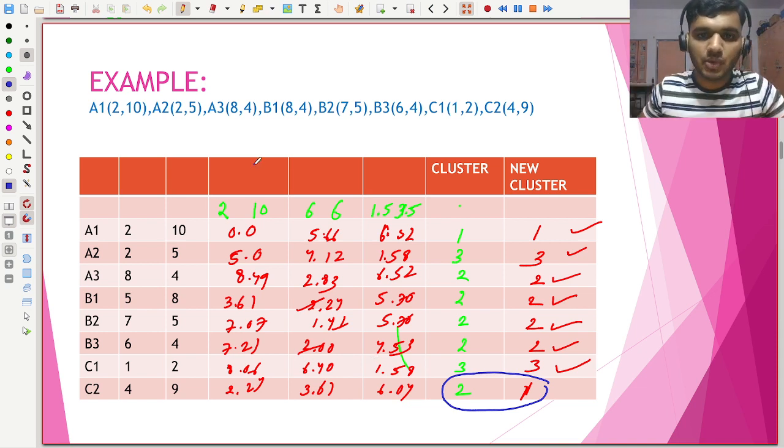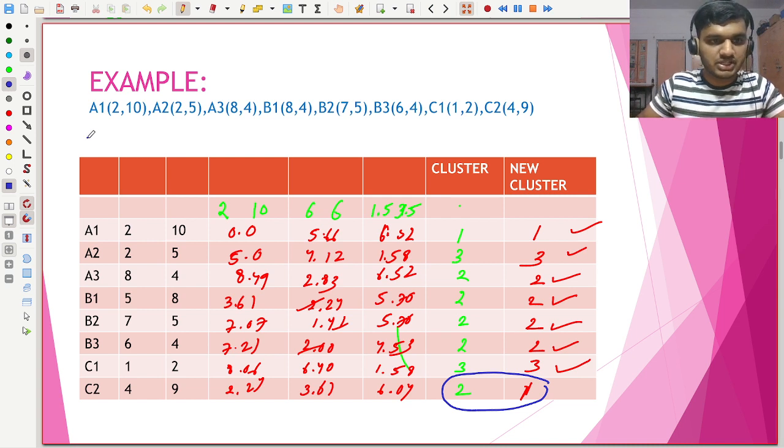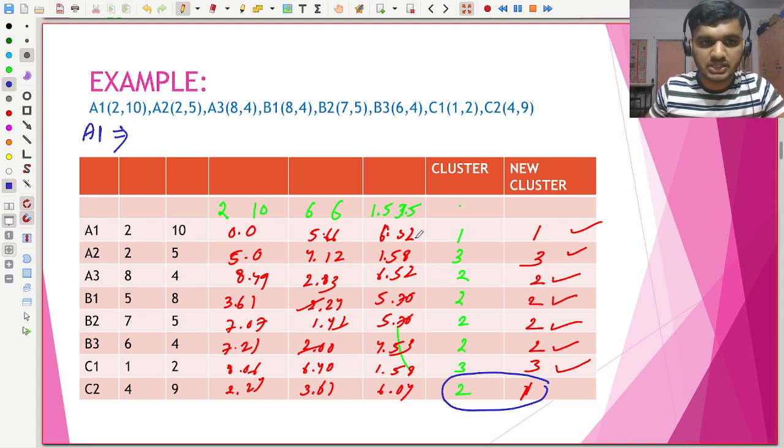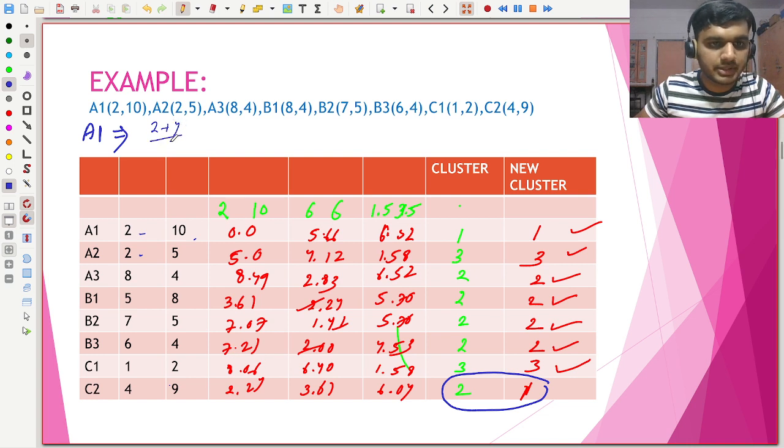Okay, so now we will calculate the center one, that is A1, suppose center one. How? Which points are present in center one? If you notice, two are present, that is 2 10 and 4 9. So 2 plus 4 by 2 and 9 plus 10 by 2. So the updated center is 3 and 9.5.